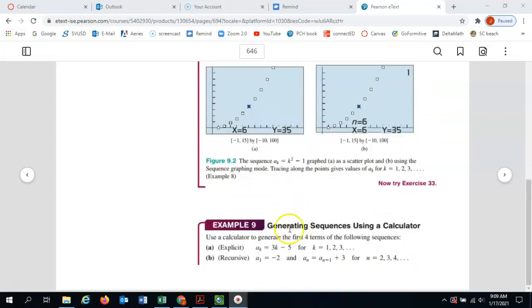With example 9, we're actually looking at how you get a sequence itself using a graphing calculator. So I'm going to show you both ways. So here's the explicit rule way of doing it. If they give you a recursive rule, then there's a separate way of looking at it. So let me flip over to this page real quick.